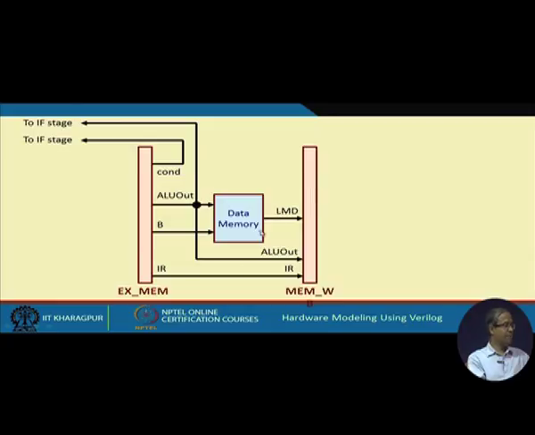So, this will be your MEM: ALU out is the address and B is for write and LMD is for read. And from this cond and this ALU out are going to the previous stage as we showed earlier. Okay. And IR is again forwarded and also ALU out is forwarded to the next stage.